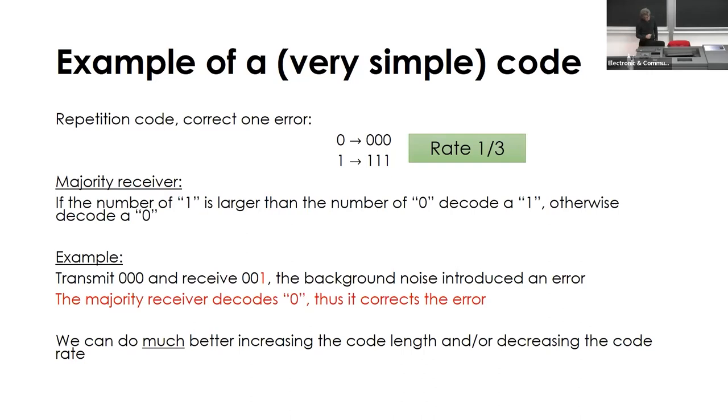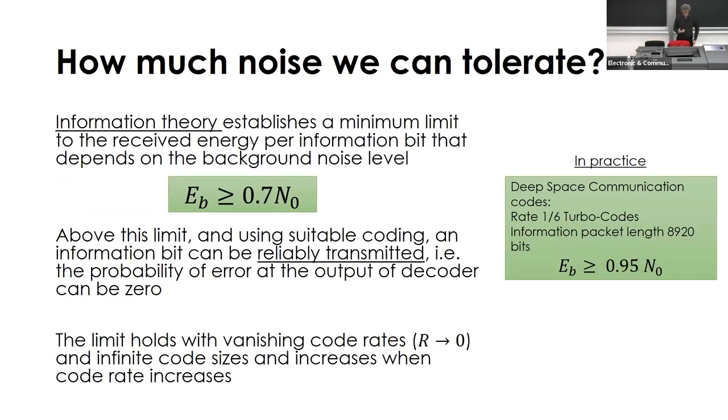And there is also, and this is very nice, some theory. Information theory is a very important and powerful tool that establishes what you can do with codes. There is this fundamental limit from information theory that tells you that basically, if you want to transmit a bit reliably, you need to send an energy associated with that information bit that is larger than 0.7 times the background noise, that is N0. So if you are above this limit, if you can transmit more than this energy on your channel, then there exists a code that is capable of totally recovering that bit. So you can transmit that bit reliably.